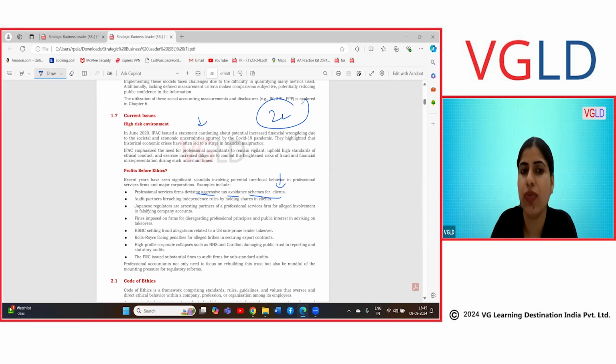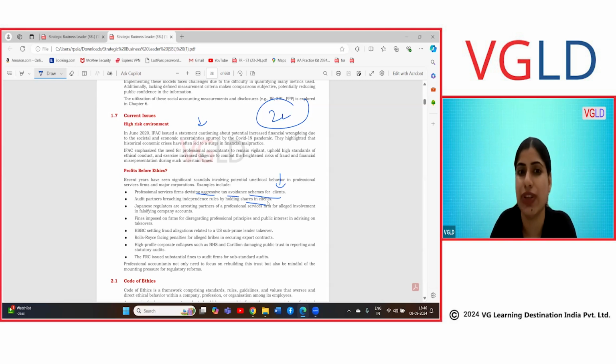So yes, now again we have seen an audit partner breaching independence rules by holding shares in the client. Again, this is not allowed. Maybe a few of you will be choosing AAA in upcoming papers. In AAA, you will be covering independence and the importance of independence. And if a few of you have covered F8, you might have covered independence related areas. It is very important specifically for an external auditor to be independent, and they are not supposed to hold shares in the client's company.